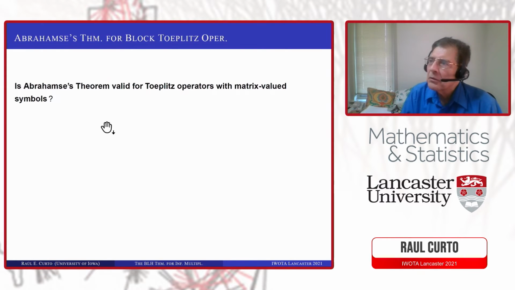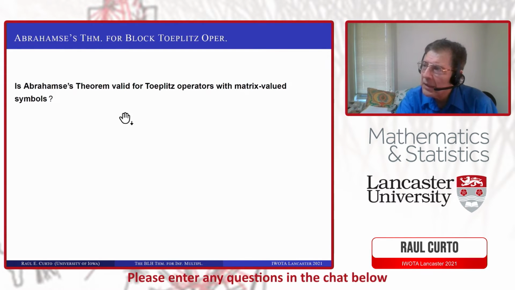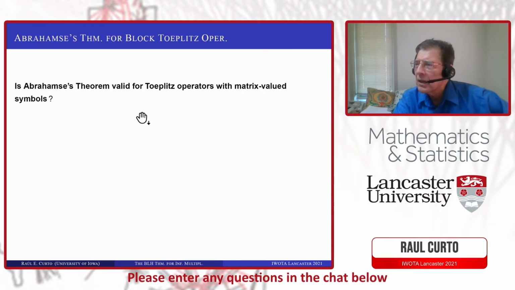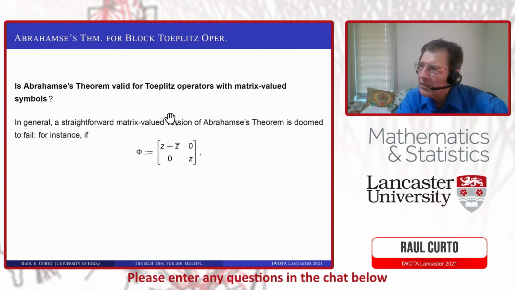I came into this topic because of Abraham's theorem, which I like very much, and we wanted to extend this to the infinite multiplicity case. So is this true for matrix-valued symbols first? Well, let's look at the following symbol: z plus z conjugate, 0, 0, z.